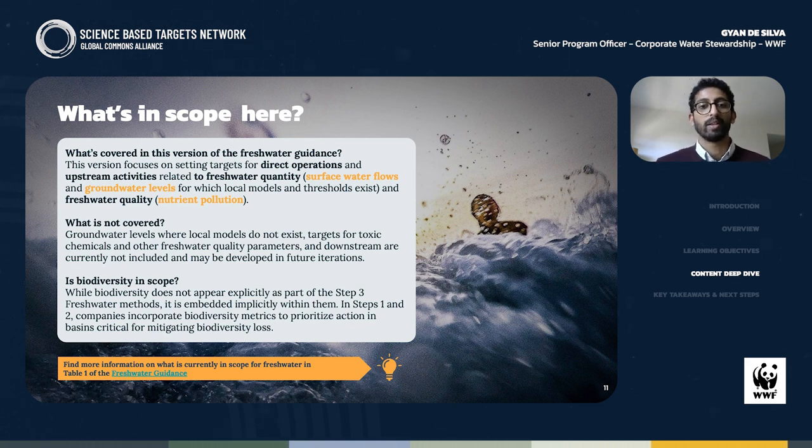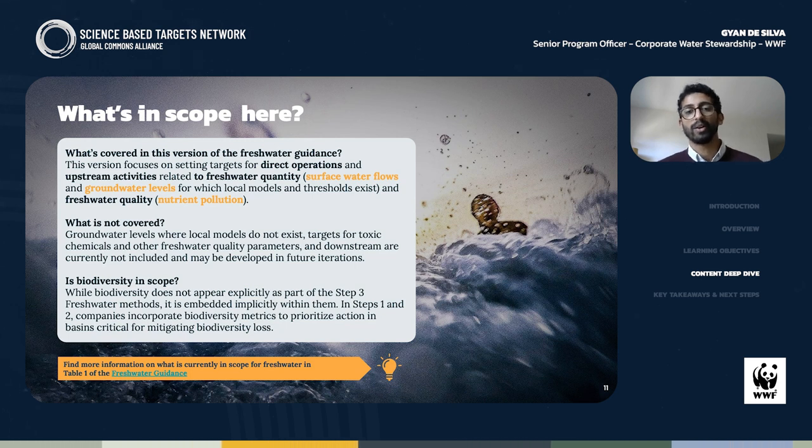And number three, downstream value chain activities like consumer use of water are currently not included and may be developed in future iterations. While biodiversity does not appear explicitly as part of the Step 3 freshwater methods, it is embedded implicitly within them. SBTN recognizes that the health of freshwater biodiversity and that of freshwater systems are interlinked and in some contexts may not even be distinguishable. Hence, all actions to maintain or improve the state of nature will effectively support biodiversity.